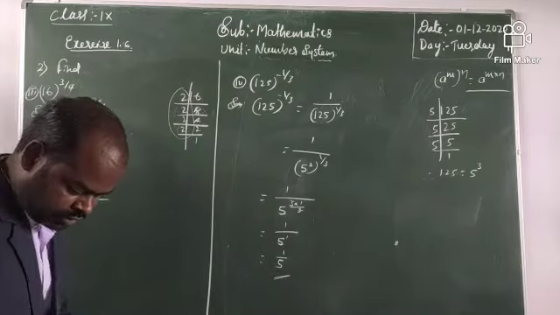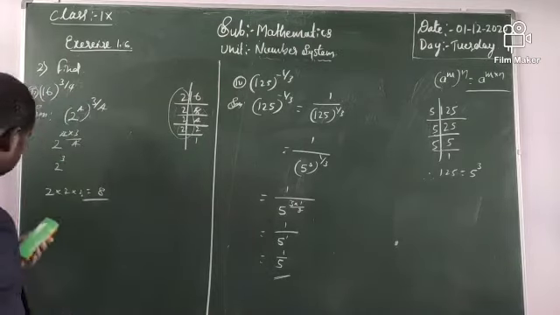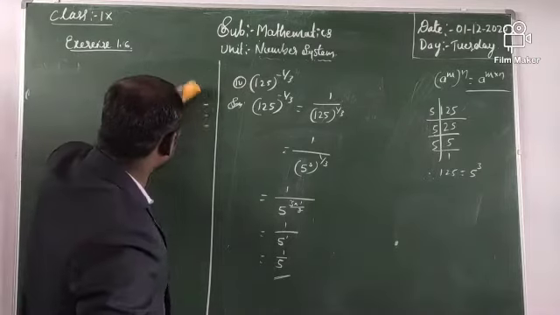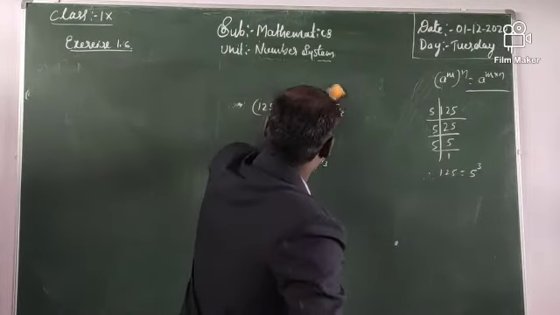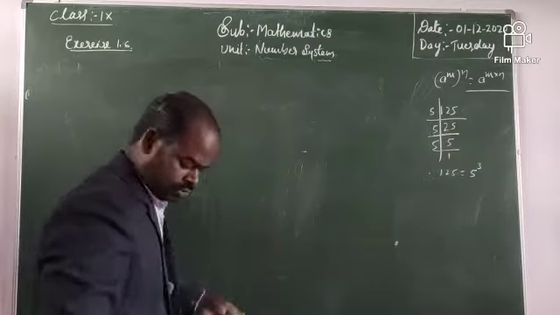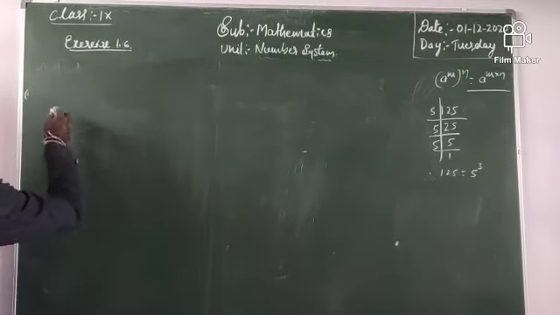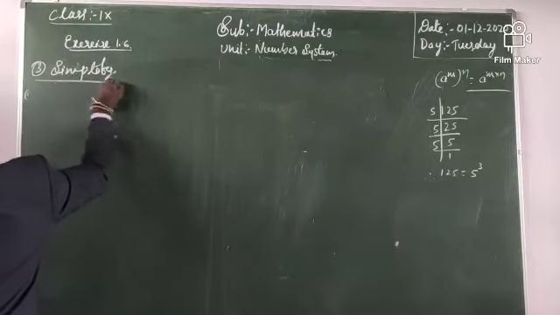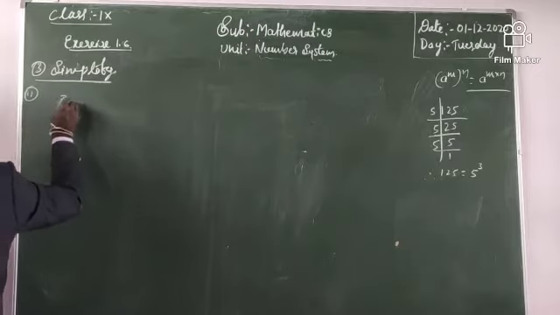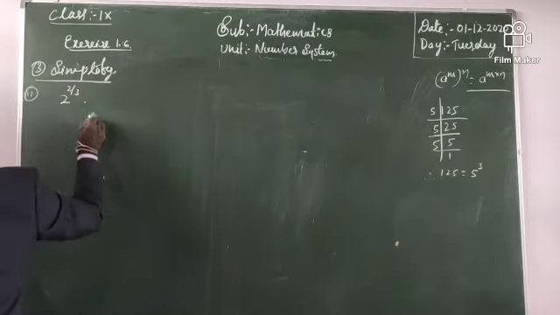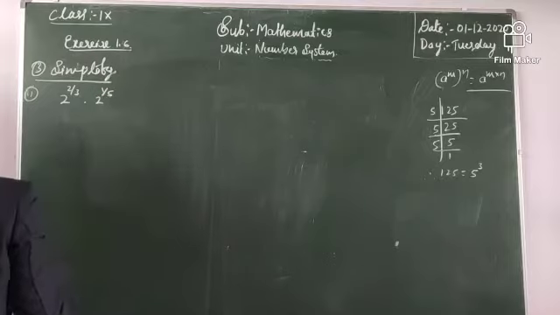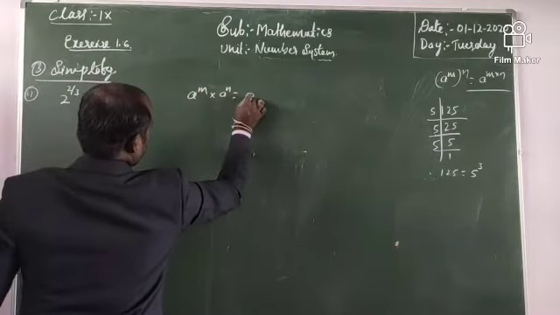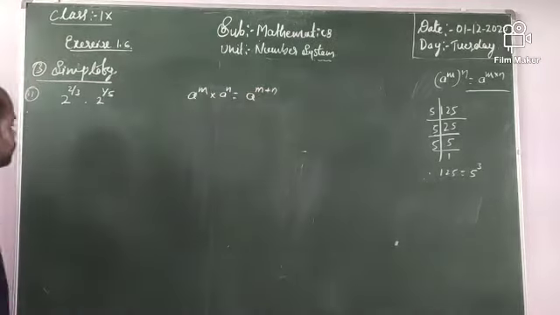Next, that is the last one of this lesson. The same problems but different types. See, first simplify: 2 to the power of 2 by 3 into 2 to the power of 1 by 5. Here we want to use the property a to the power of m into a to the power of n equals a to the power of m plus n. Okay, students.